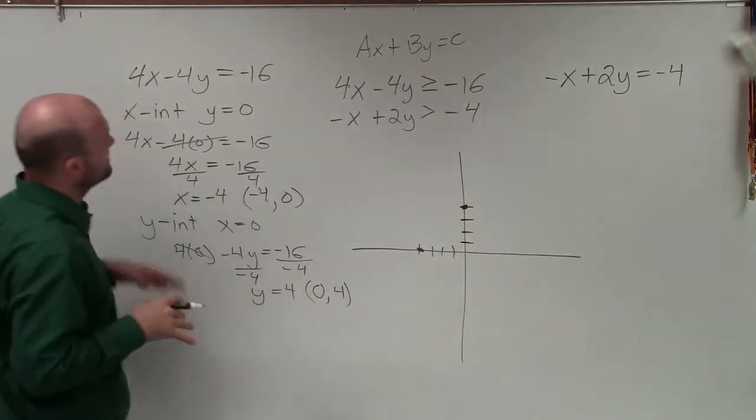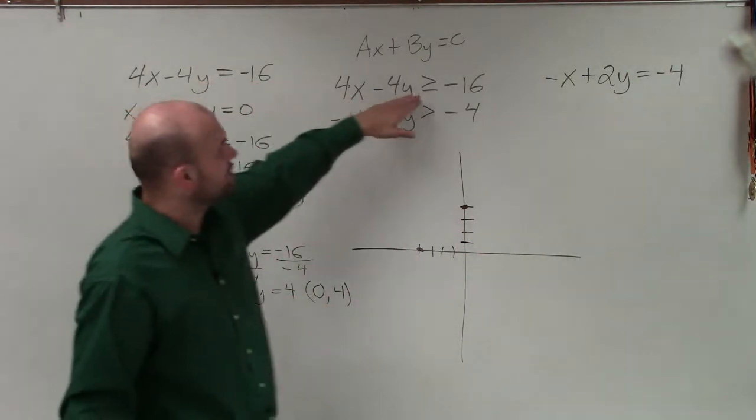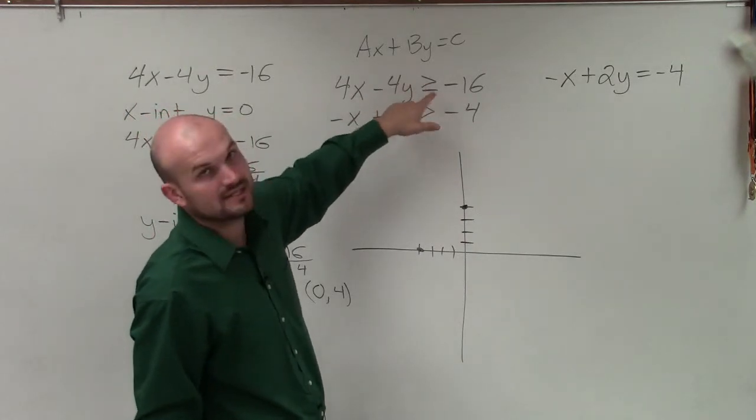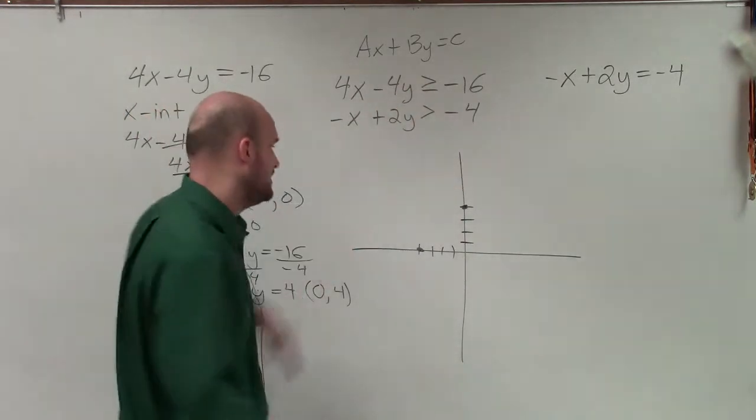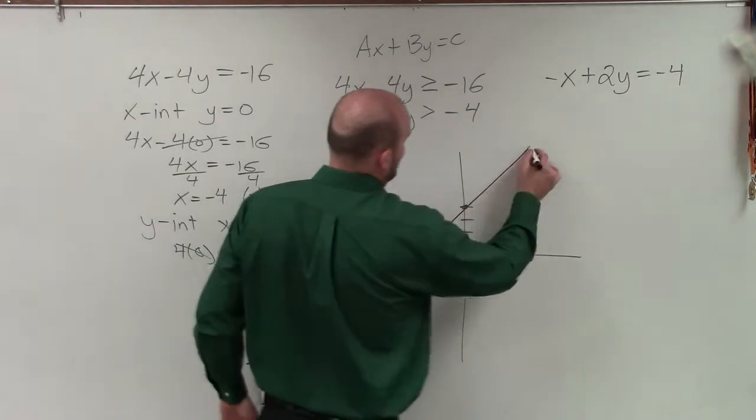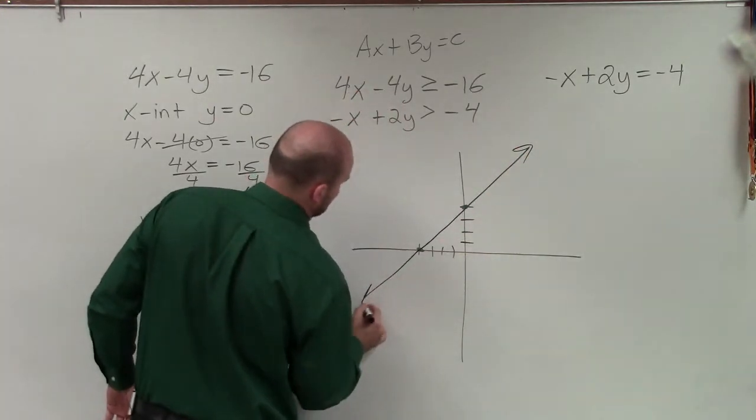The important thing, again, is to go back to the equation and look at your inequality symbol. Since this inequality symbol is greater than or equal to, that tells me I'm going to be graphing a solid line.